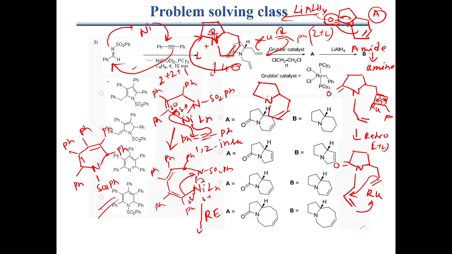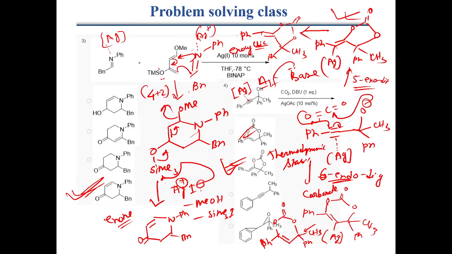So this is the right answer. So what is the right answer? This one, option C. First, in presence of that, it will form the six-member ring, and in presence of lithium aluminum hydride, this amide is reduced to amine. So these all are the 10 questions which we have today.